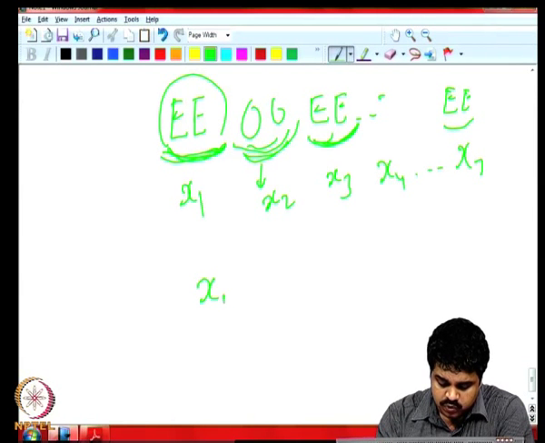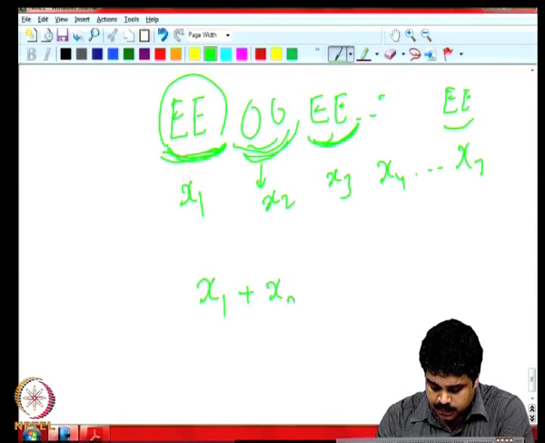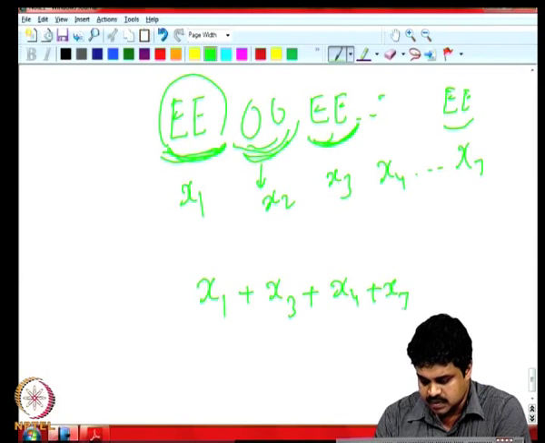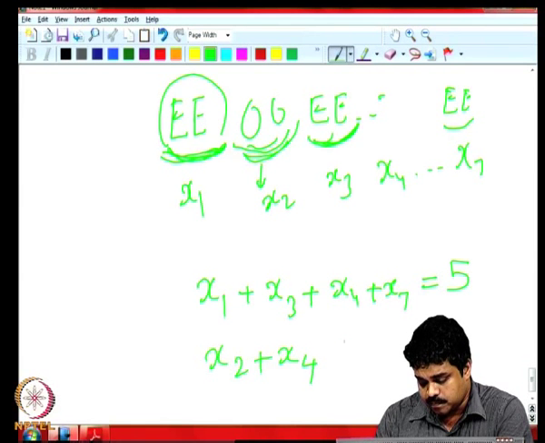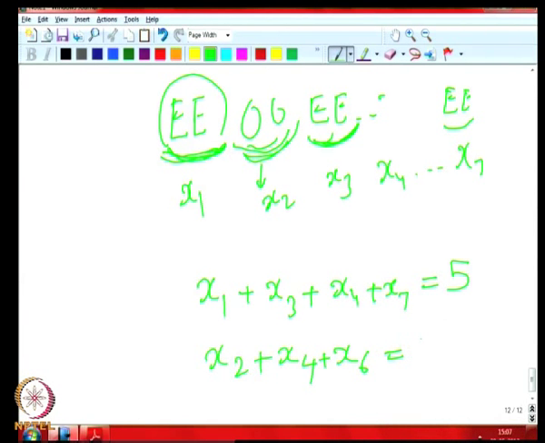So, we know that x1 plus x3 plus x5 plus x7, that means the total number of E's, is equal to 5, that is part of a condition. And similarly x2 plus x4 plus x6, the total number of O's, is 10. Now, you see how many ways we can do this, but each xi has to be greater than or equal to 1 here.